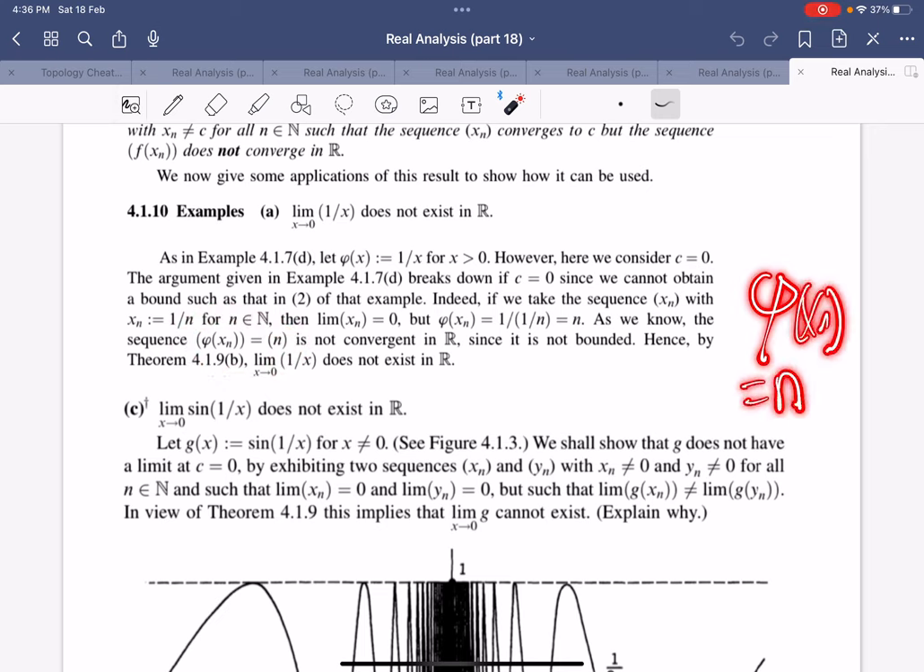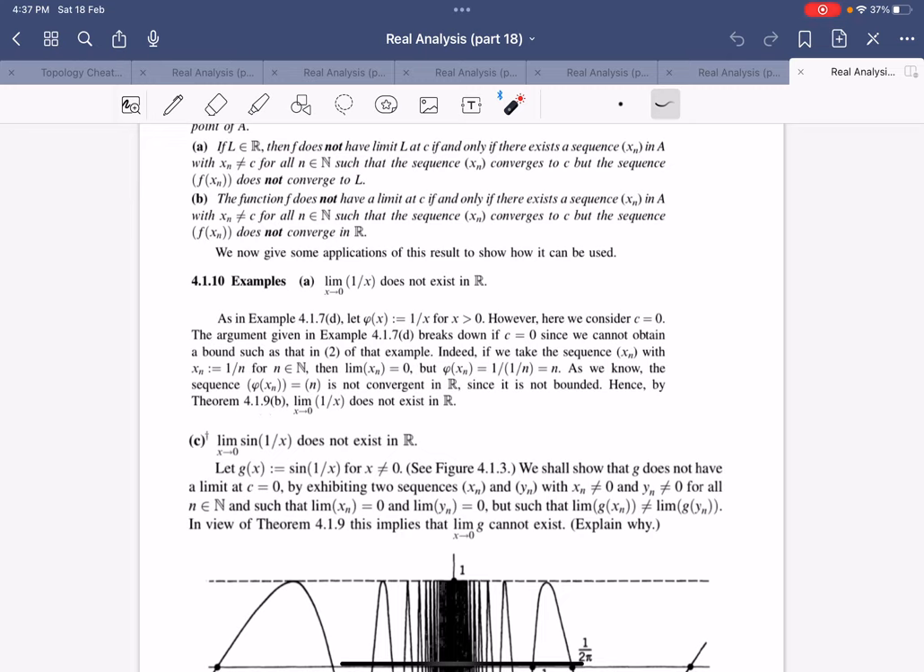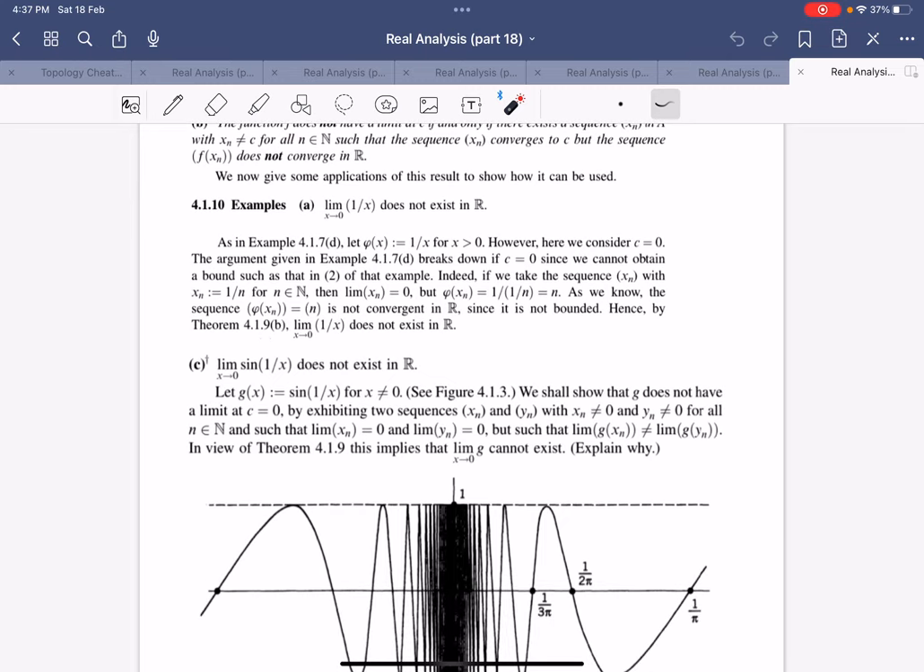Another example using the divergence criterion is to prove that the limit of sine 1 over x does not exist. To do this, instead of finding a sequence such that it doesn't converge, you can find two sequences that converge to different limiting values. Because you can't have a limit that has two limiting values, it means that the limit doesn't exist.